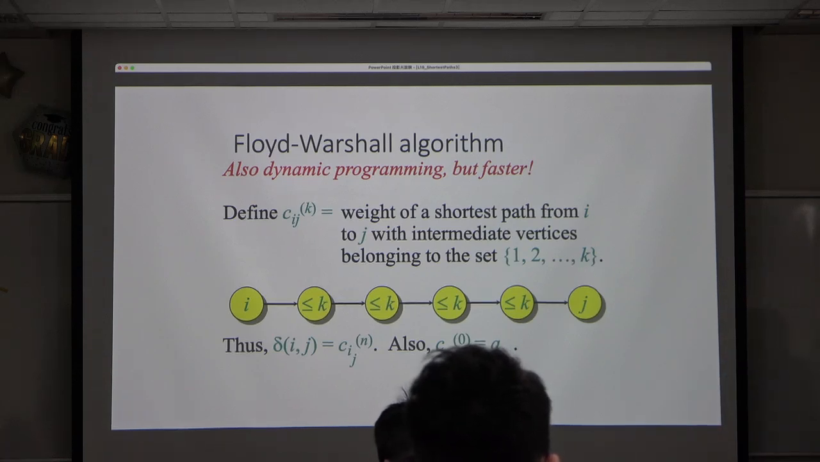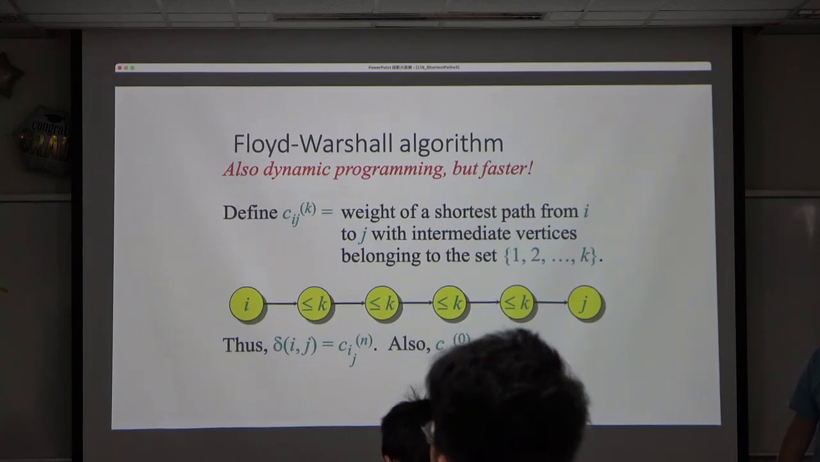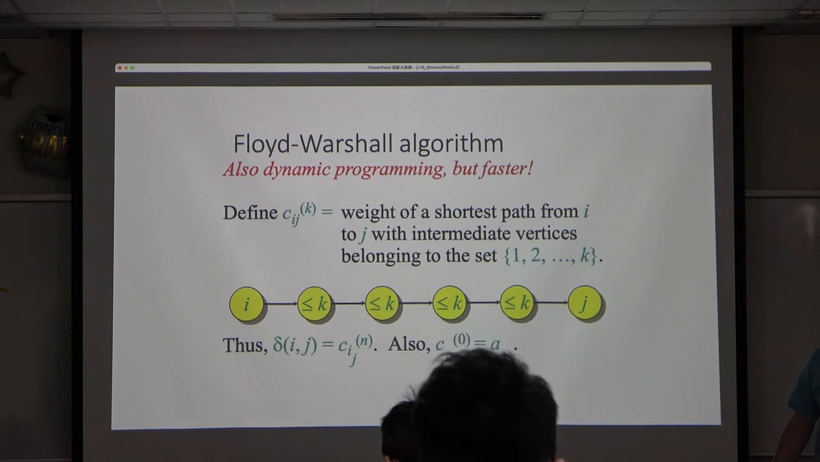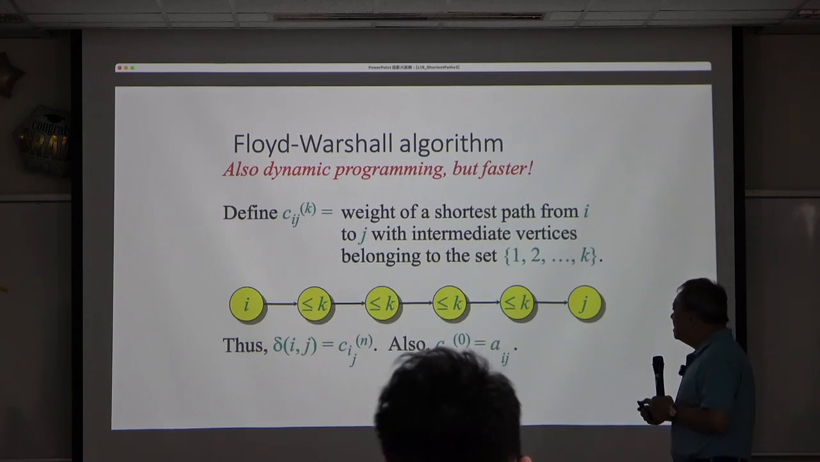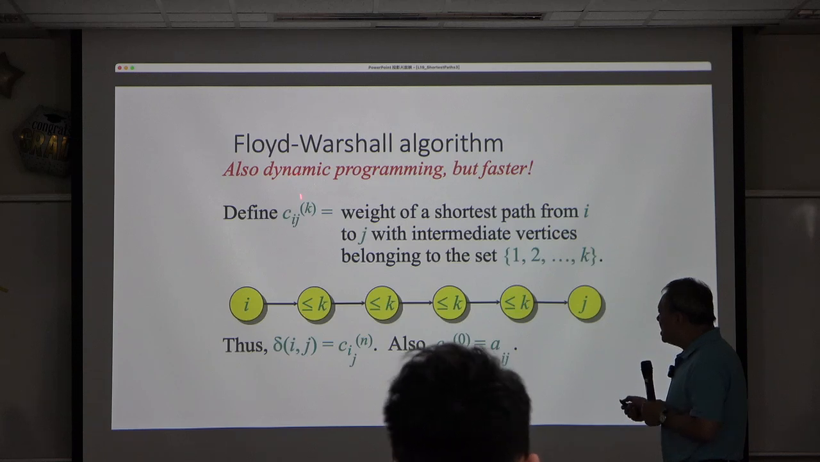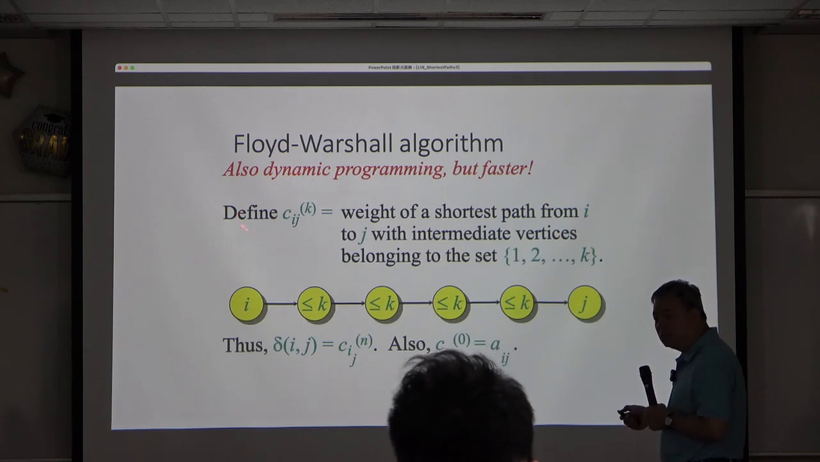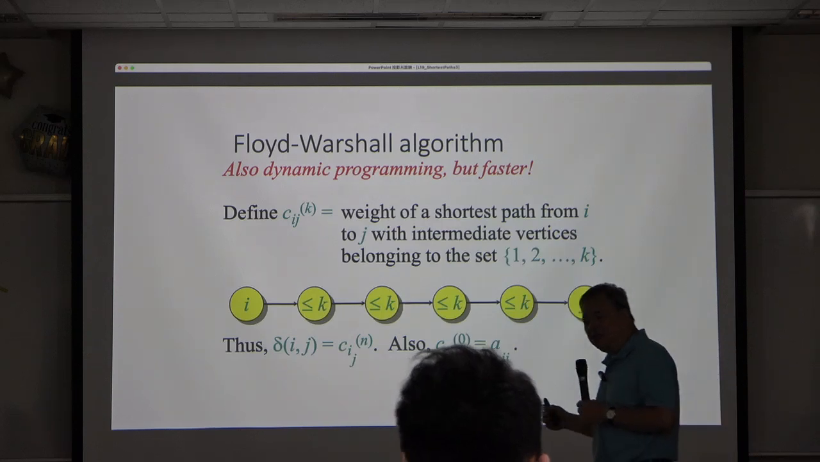When I say faster, what I mean is it's n cubed. And n cubed is better than n cubed log n, right? The reduction of the log n is not that much, but the idea here is very interesting. That's the most important point. So again, we define Cijk. Here is the thing.